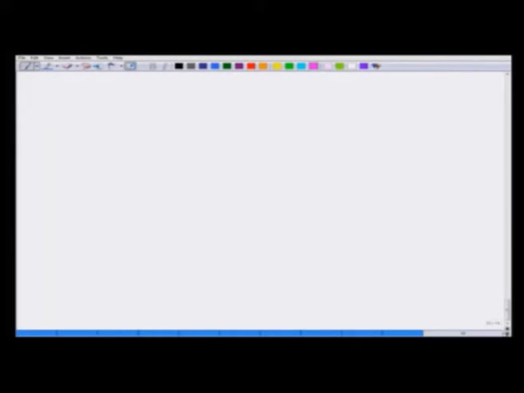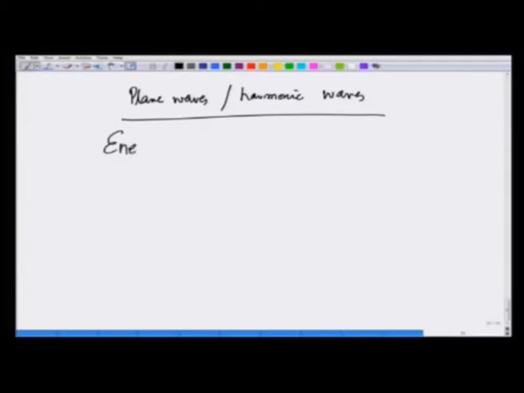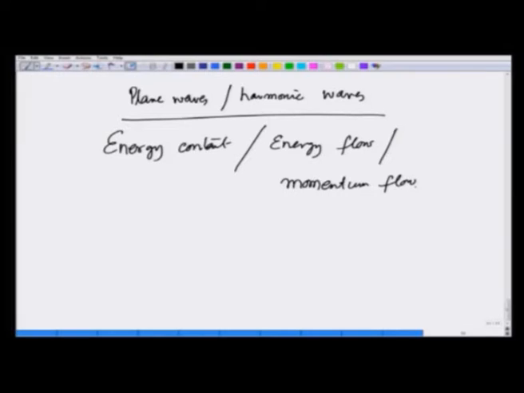With this background, what we want to focus on is again the waves of this kind, which are harmonic plane waves, harmonic or monochromatic, moving with frequency omega, and see what is the energy content of these waves, how much energy they carry, and how much momentum flow or how much momentum they contain.